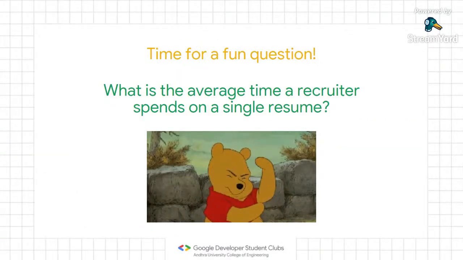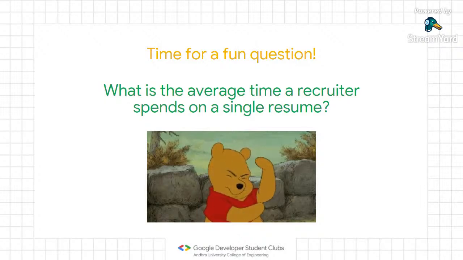So this is another fun question. What do you think is the average time a recruiter spends on a single resume? Go on, keep your answers coming. This is a very interesting question because when I heard this answer, I was quite perplexed as well. What is the average time a recruiter spends on a single resume? 30 seconds. Okay, Nivedita says it's 30 seconds. What else do you guys think? 10 seconds. Okay. 6 seconds, 8 seconds, 2 minutes, 15 seconds.